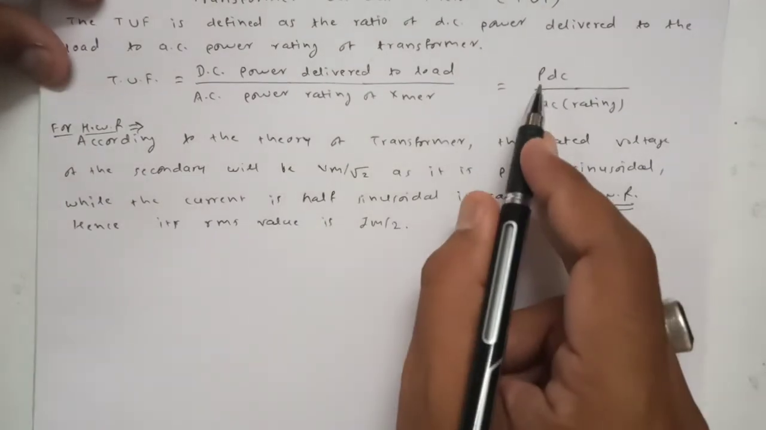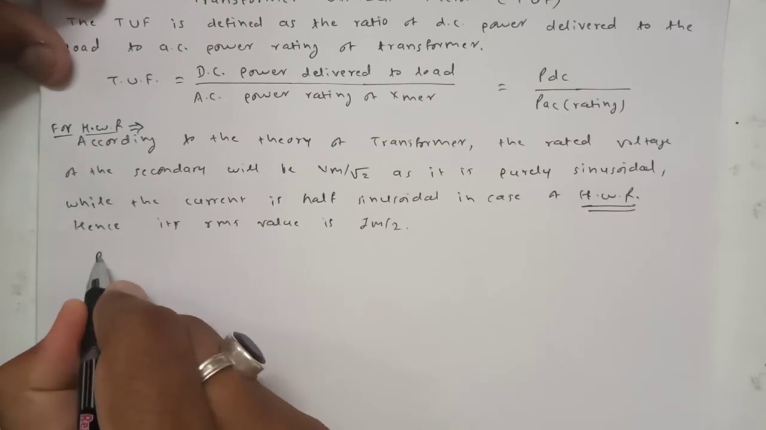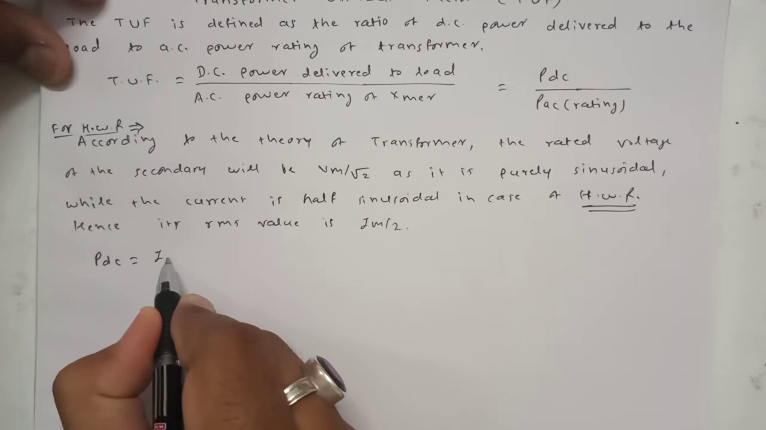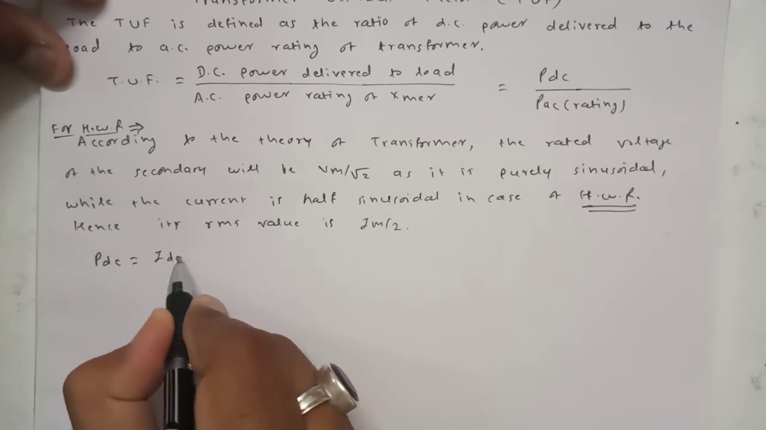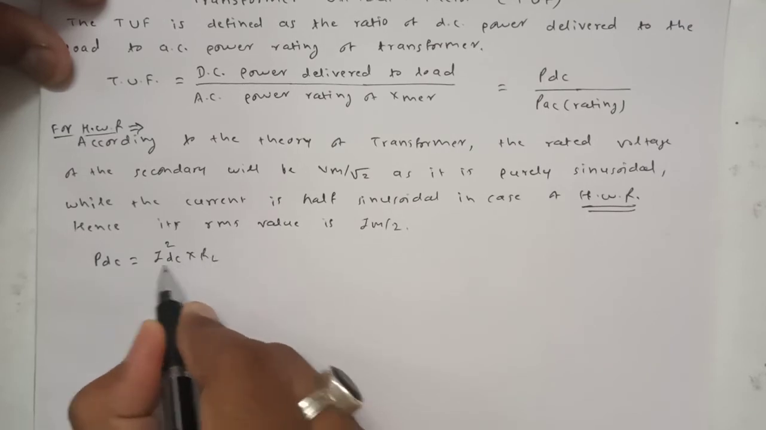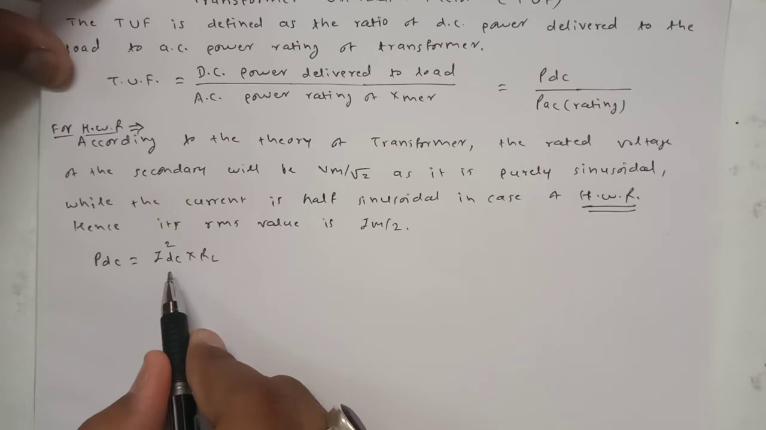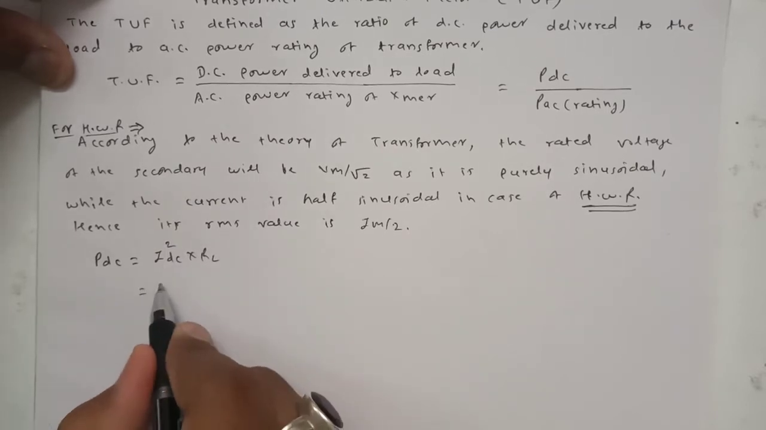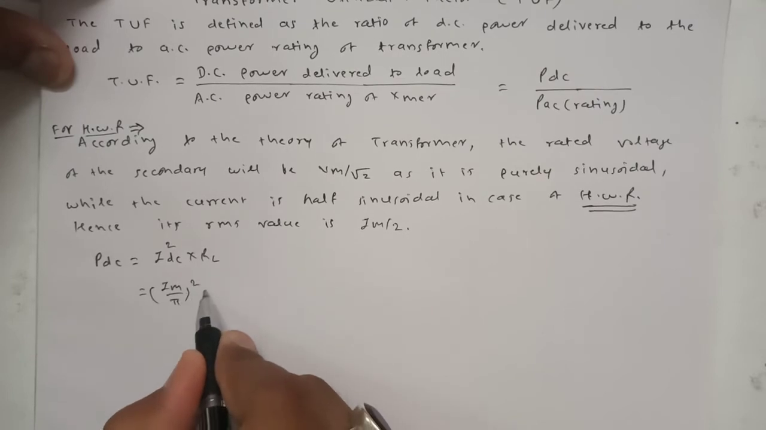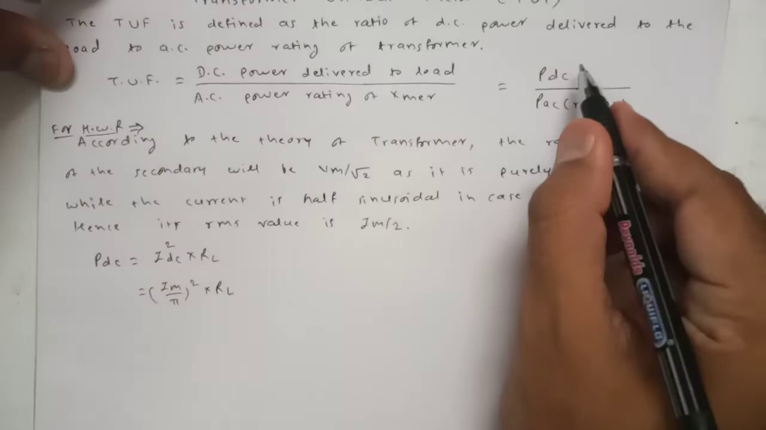So here again we are interested in PDC and PAC. So this we will write PDC. Now we know PDC is given by I square into R. So whenever we talk about the DC, we'll be using the IDC, and this equation means IDC square into RL. Now we have the equation of IDC in case of half wave rectifier, and it is given by Im by pi. So it is Im by pi and its square, and this will be multiplied by resistance RL. So this is the value for this PDC.